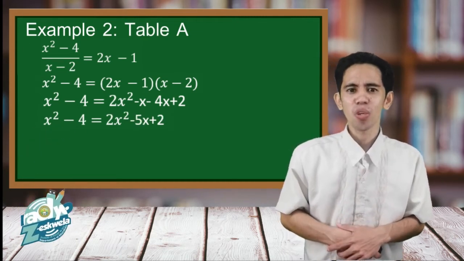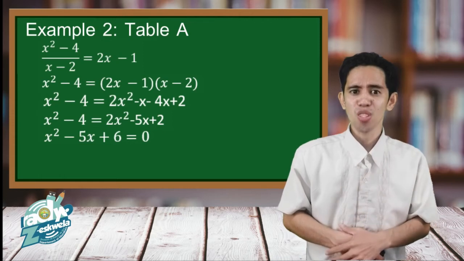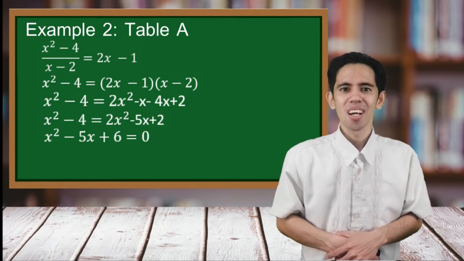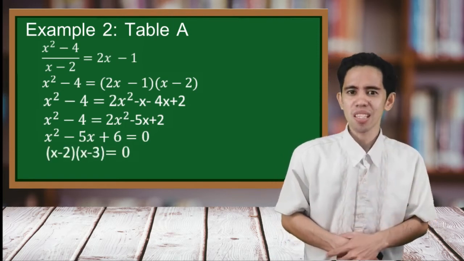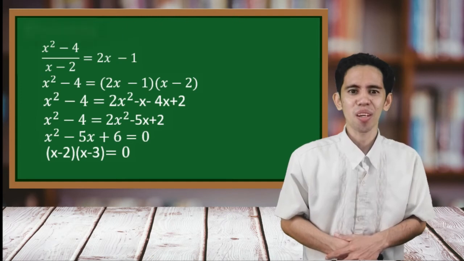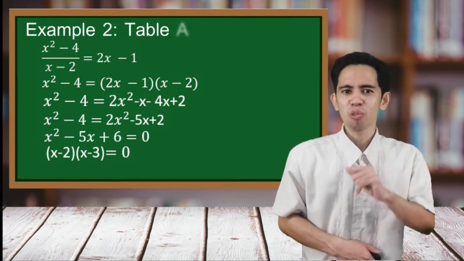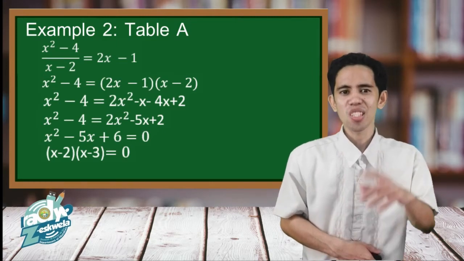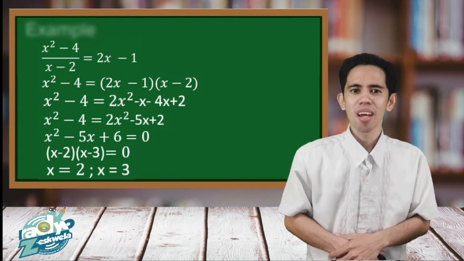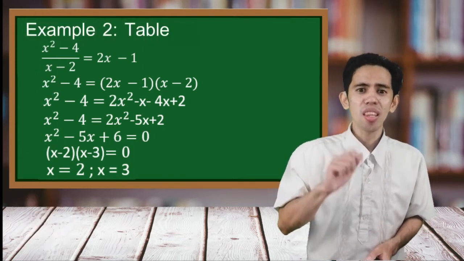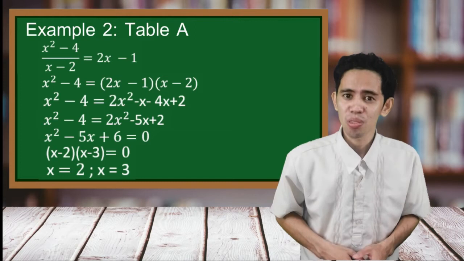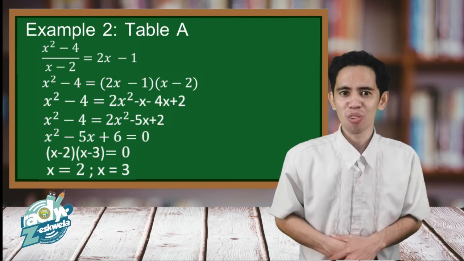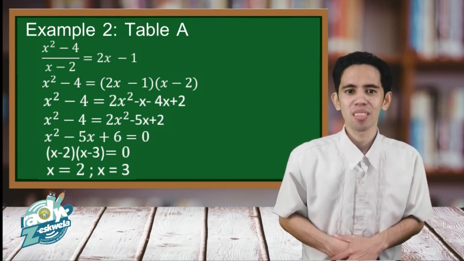Simplify, and we come up with x squared minus 5x plus 6 is equal to 0. The factors of this equation are x minus 2 and x minus 3. Then equate to 0 using the zero product property, and that is x is equal to 2, x is equal to 3, with specific numerical values. And we can say that the given example is a conditional equation.